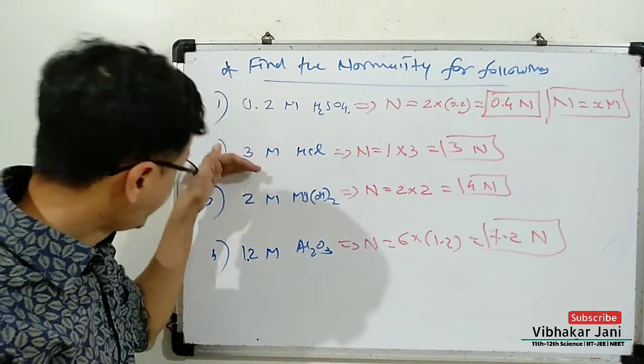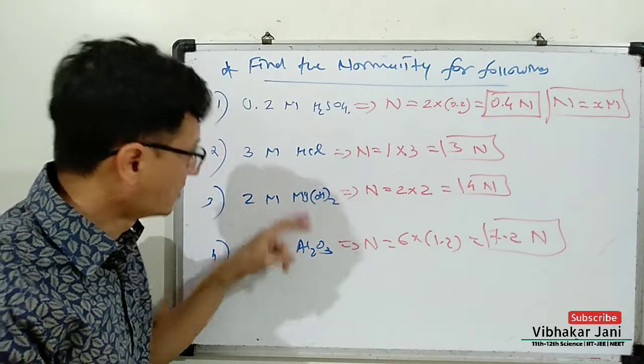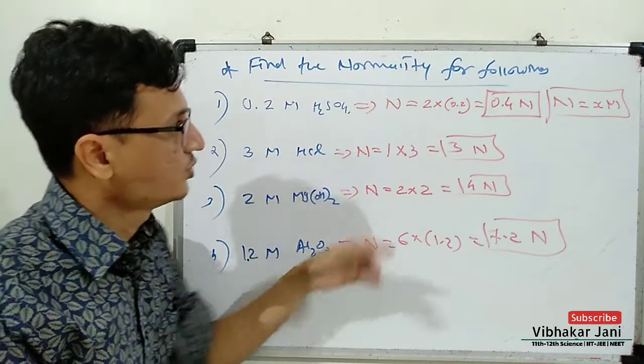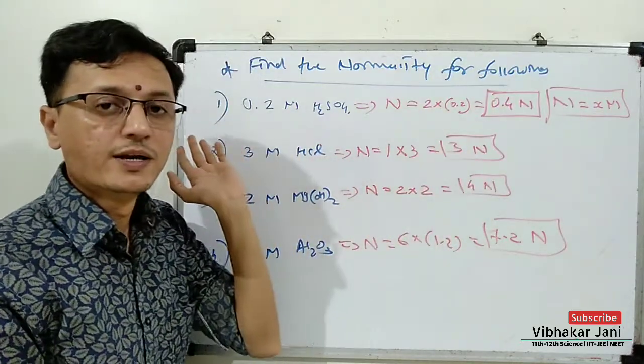So if molarities are given for different substances, then you can find the normality by using this formula.